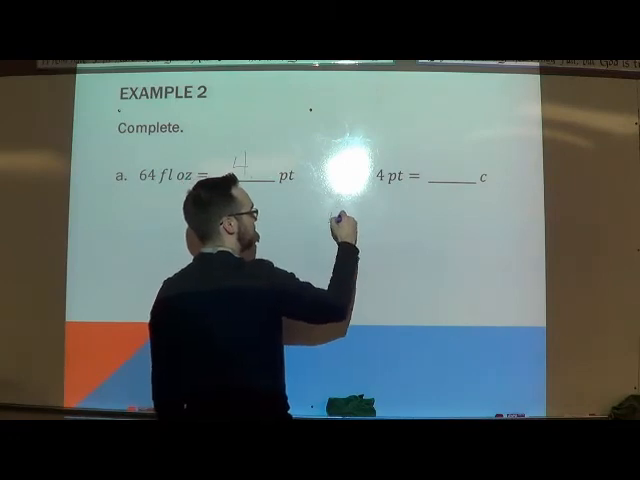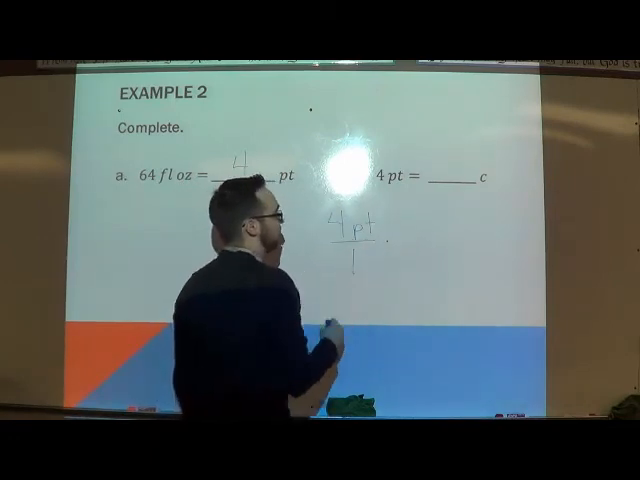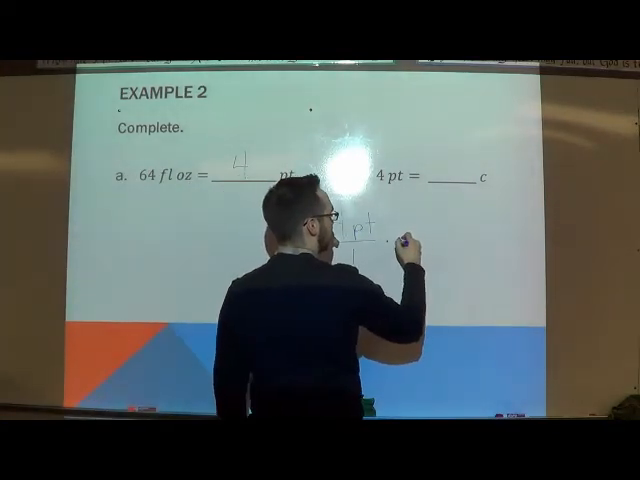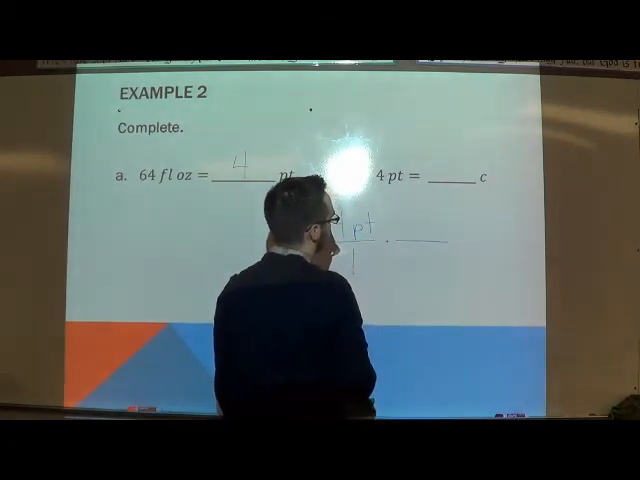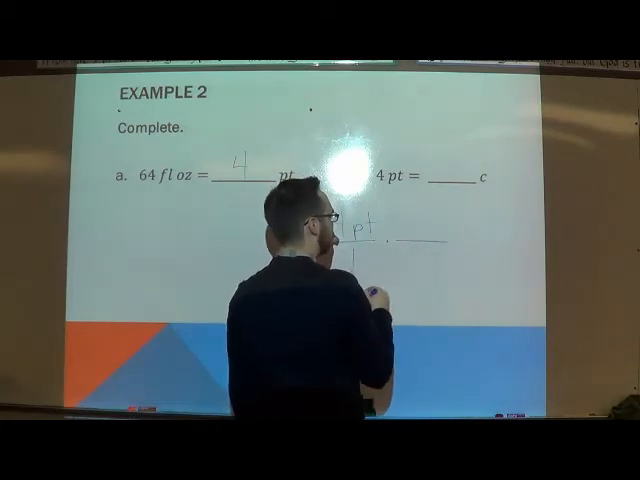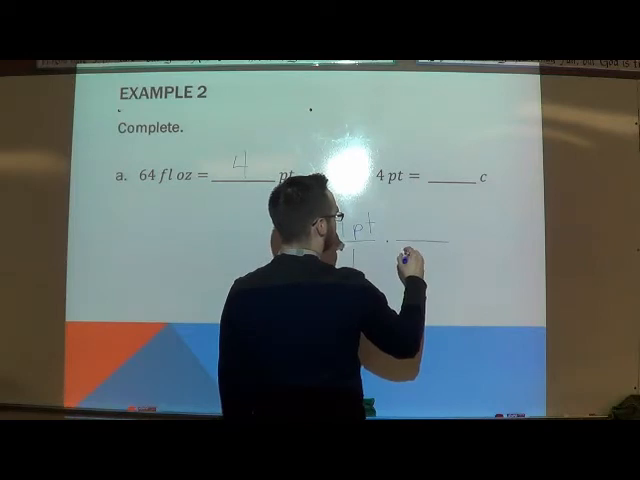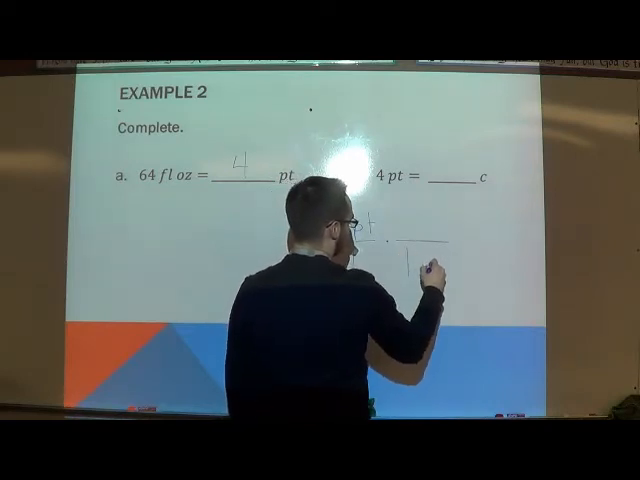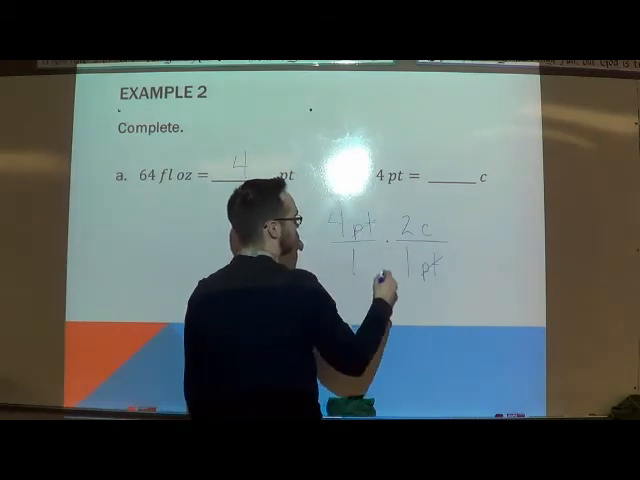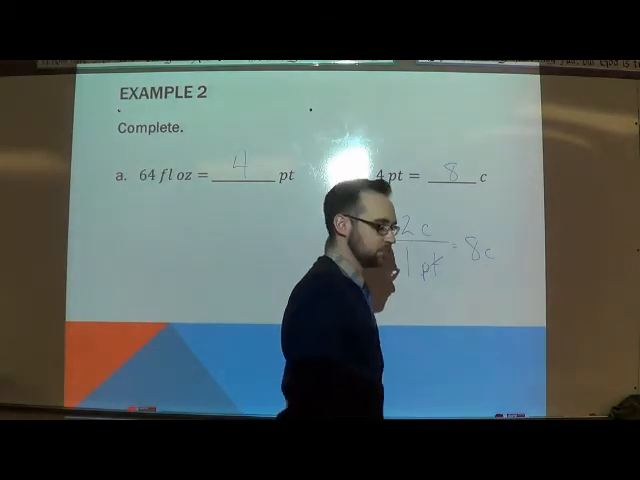So now we want to go from 4 pints into cups. That's just a 1-step thing. So we have, again, this is moving from bigger to smaller, so this is kind of going back to the other one. So when I go from pints to cups, there are 2 cups in 1 pint, so the pints will cancel, and we end up with 8 cups.